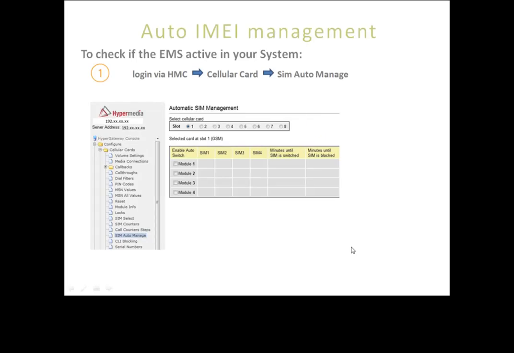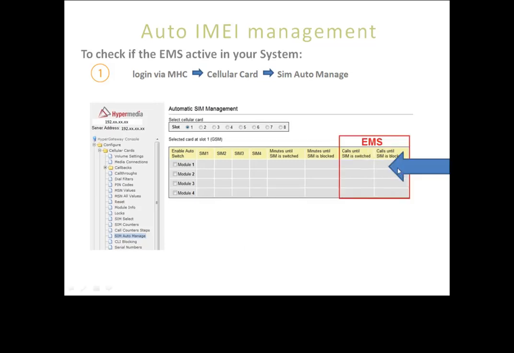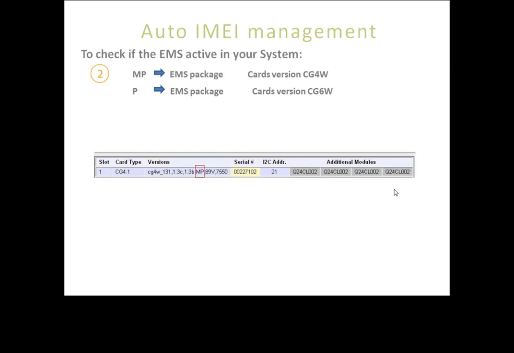Now let's check if our GSM gateway contains the IMEI application installed already. For that, we access the GSM gateway in cellular cards ALL-GSM. At the right side, we will find two additional columns, like shown here in the red box. That means that the IMEI application is already installed on the GSM gateway. We will find calls until SIM is switched and calls until SIM is blocked.